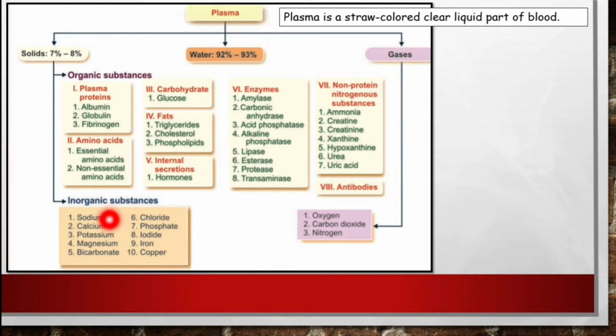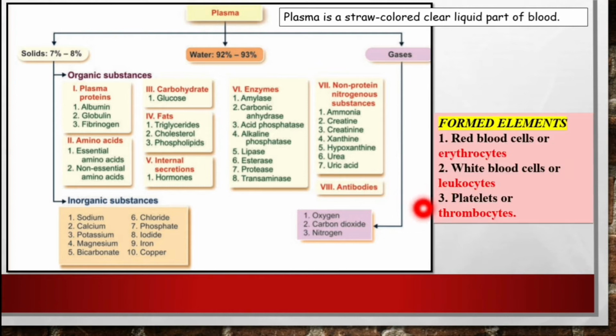Inorganic substances include sodium, calcium, potassium, magnesium, bicarbonate, chloride, phosphates, iodide, iron, and copper. And then lastly, gases. The three main gases you find in blood are oxygen, carbon dioxide, and nitrogen. So that's plasma. The other part is formed elements: number one, red blood cells or erythrocytes; number two, white blood cells or leukocytes; and number three, platelets or thrombocytes.